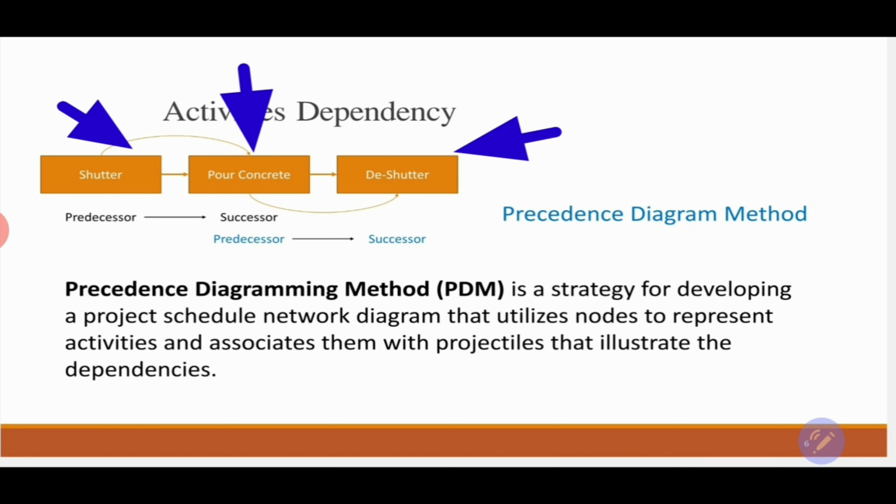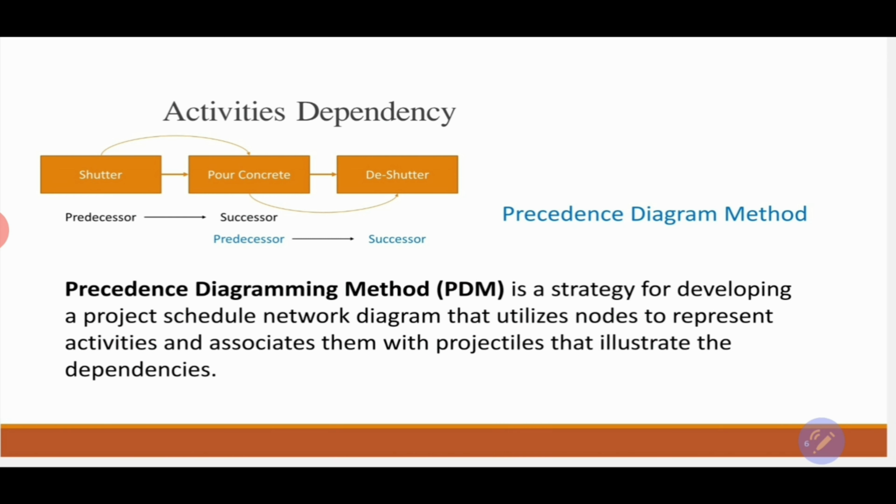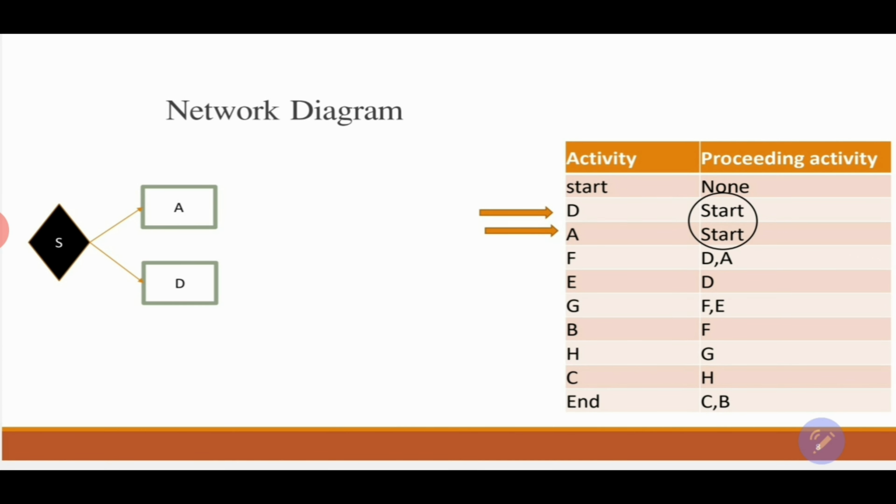It utilizes the nodes, as you see, and it will be representing the activities, and it will be associated with the other elements in order to illustrate the dependencies between these activities within my project. So the tool that we are using is called precedence diagramming method, where we'll be presenting the activities in a node, and it will show the dependencies between these activities, and by completing all the activities we will have the project schedule network diagram. Let's take an example.